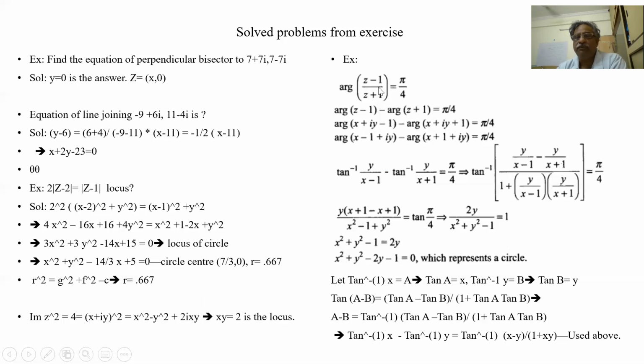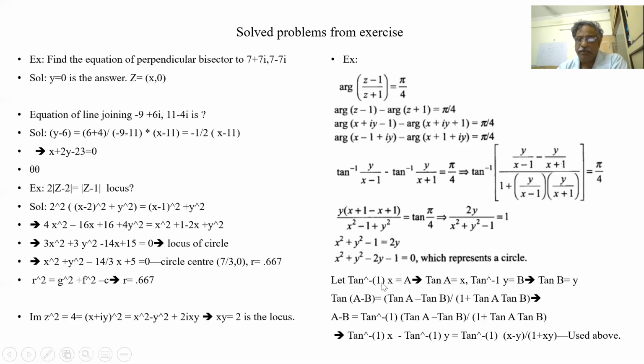Let us see, if arg of (z minus 1) by (z plus 1) is equal to pi by 4, find out the locus of this. So that means the angle between the z minus 1 and z plus 1 vectors is pi by 4. So x minus 1 plus iy, x plus 1 plus iy. So what is the arg of this? Tan inverse y by x minus 1 minus tan inverse y by x plus 1. These two, the difference is equal to pi by 4. Now, what is the simplification of this? Let tan inverse y by x1.